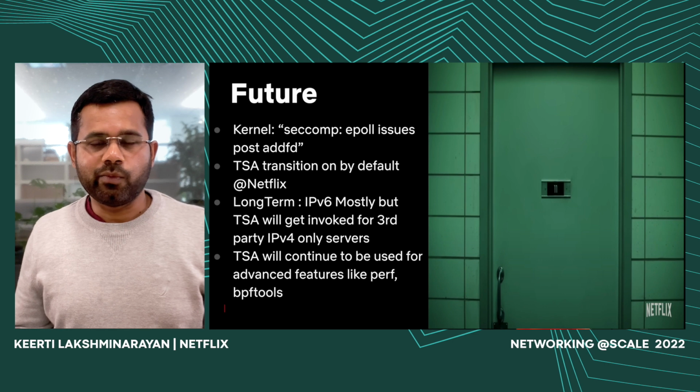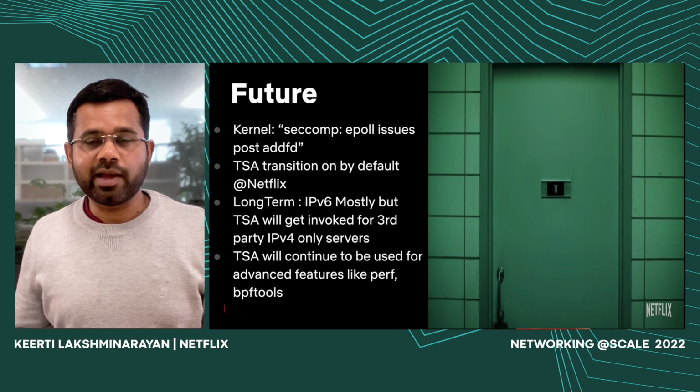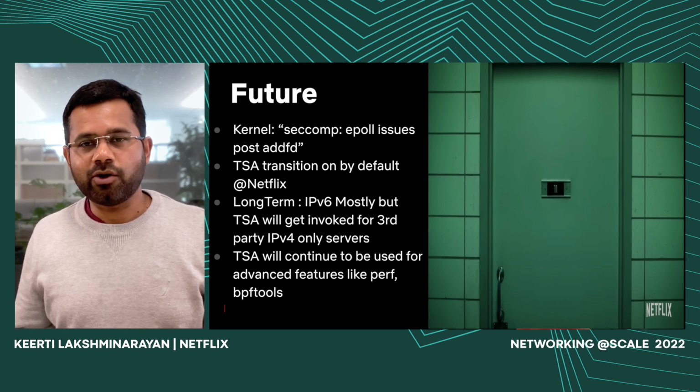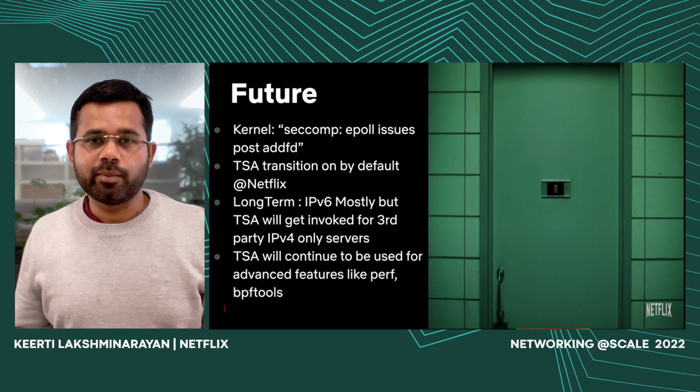In the long term, once we've achieved a complete migration to IPv6, we might not require TSA in its form to achieve NAT. But TSA can provide other valuable support by intercepting system calls related to both perf tools and BPF tools because of its advanced system call interception capability.